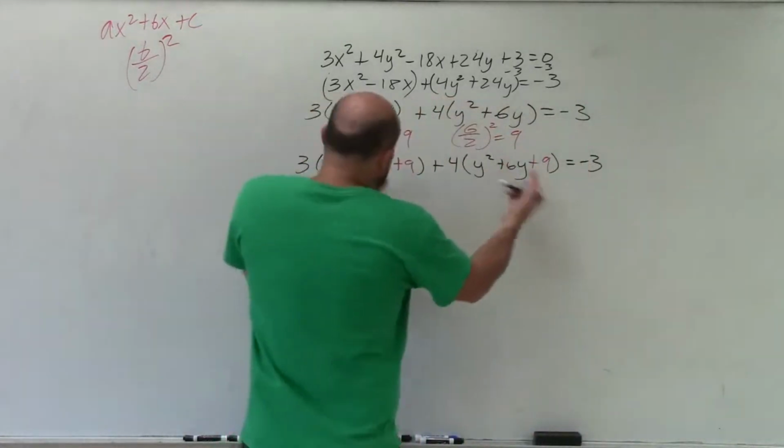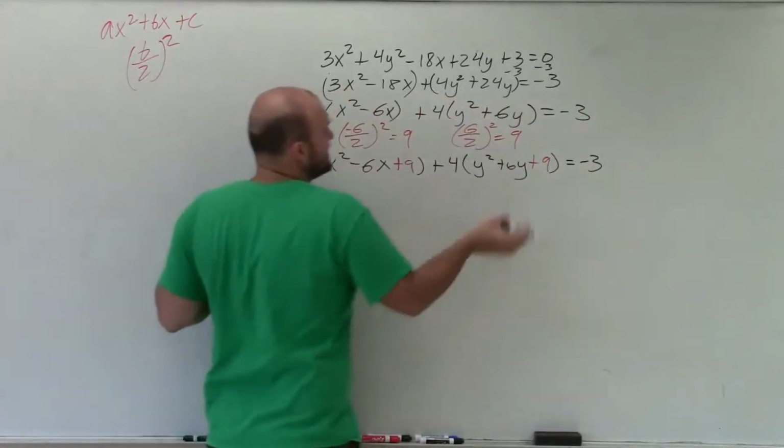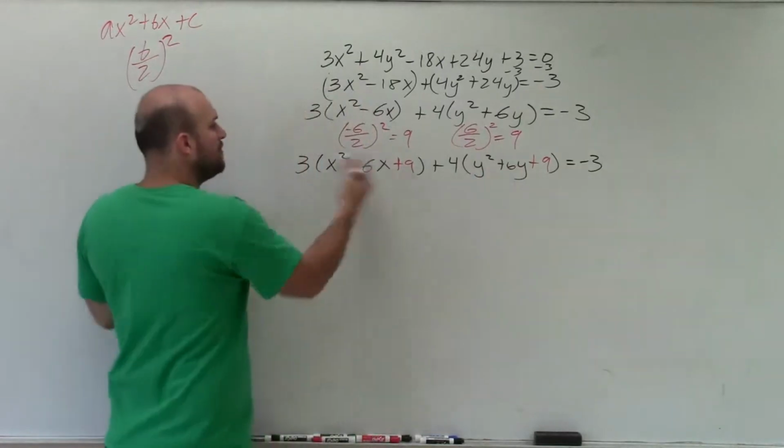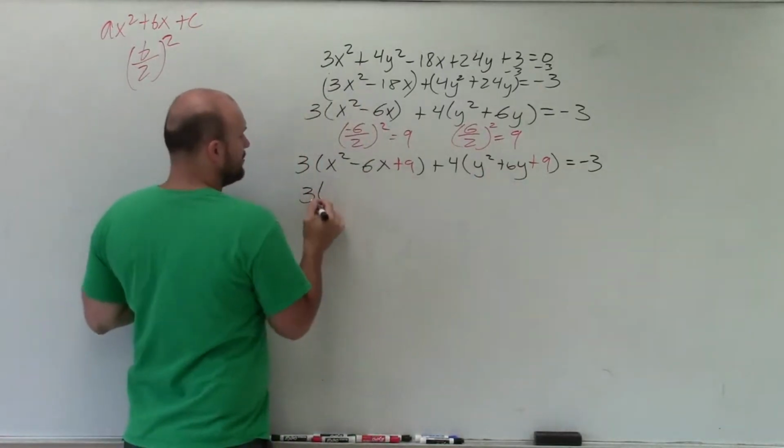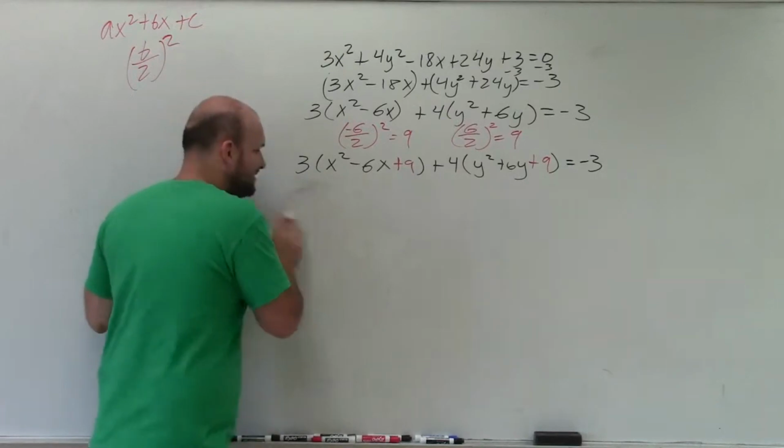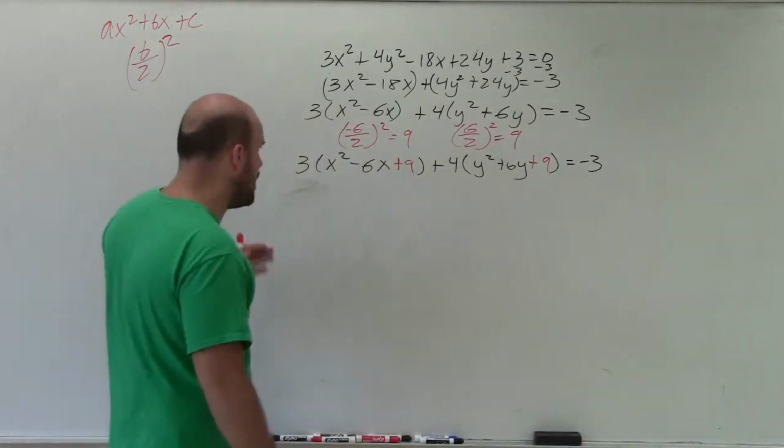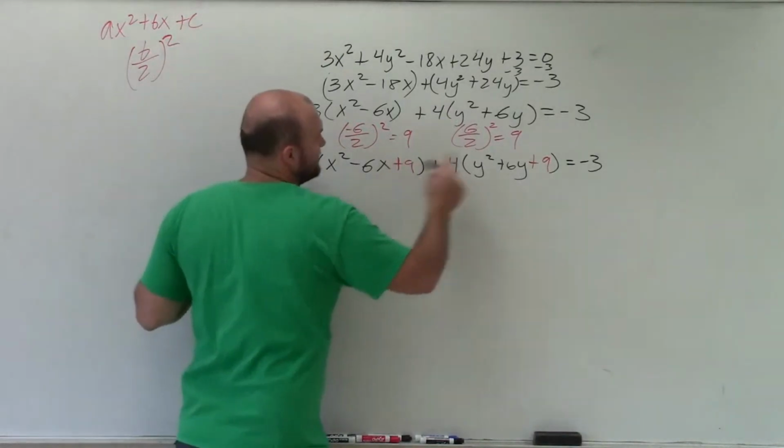And you can see they're exactly the same. The only difference is here my middle term is negative, here my middle term is positive. So by factoring these, I obtain 3 times, oops, sorry, I got a little too quick to myself. All right, so I added 9 inside the parentheses, right?